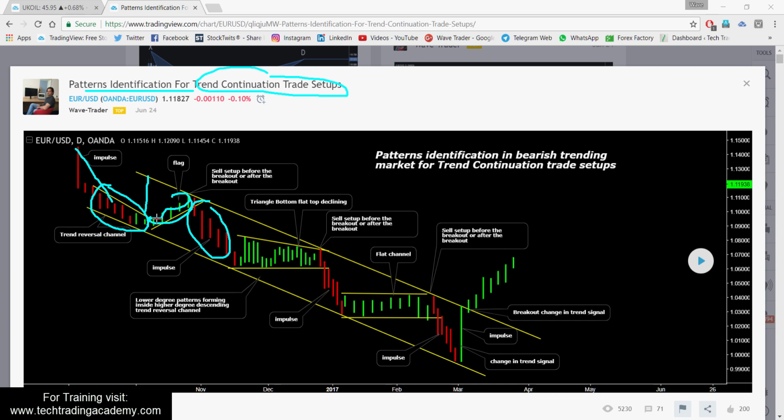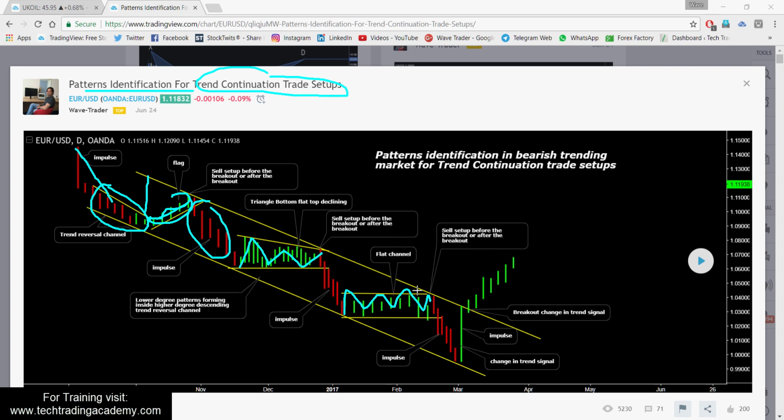Similar to that, once we have seen that flag, the next trend continuation pattern formation wasn't a flag, it was a triangle. So you're not going to see a flag all the time. Sometimes you're going to see a flag, sometimes a triangle, sometimes a flat channel. You need to understand all these trend continuation patterns. Sometimes a flag will retrace up to 78% of your fib lines, a triangle will retrace up to 38% or 50%, and a flat channel will retrace up to 38%.